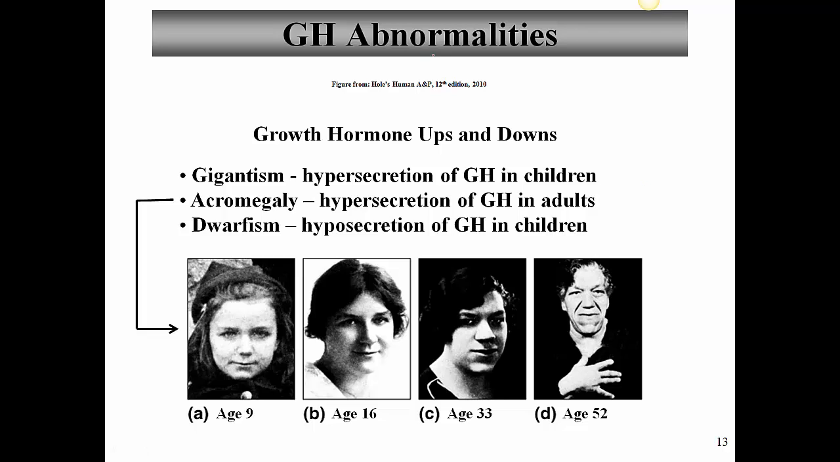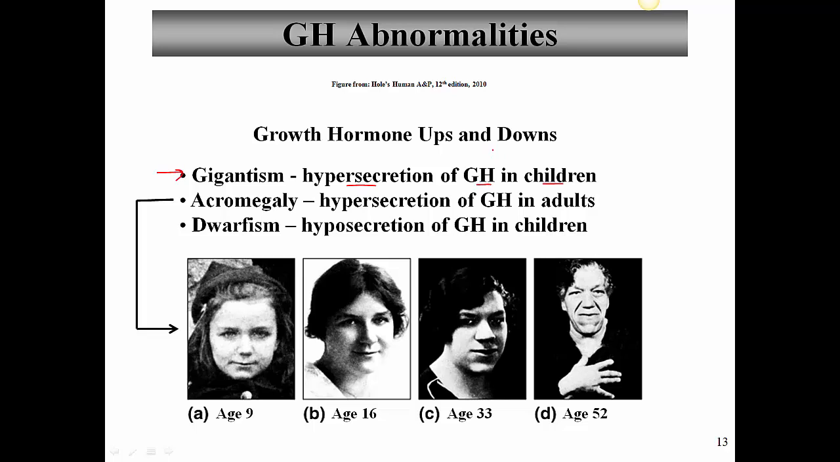Now I want to talk about some growth hormone abnormalities. And once again, the reason I talk about these abnormalities is not to really have you understand and know the pathology so much as to illustrate some of the physiology we're talking about with regards to hormones. So let's just talk about the few abnormalities that we have with growth hormone. This first one, called gigantism, results from hypersecretion of growth hormone in children.